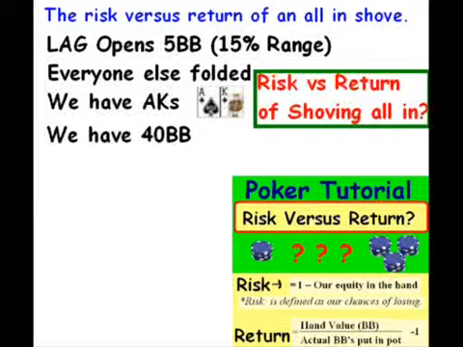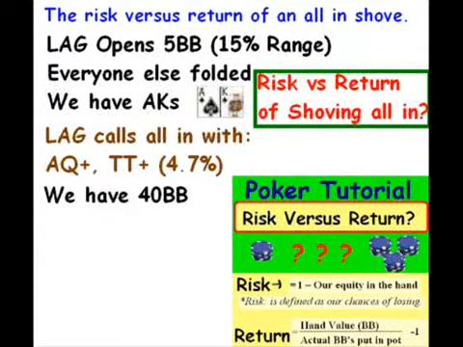Okay, I trust you've had a little bit of time to look at the example here. It's basically the LAG opens for 5 big blinds with a 15% range. Everyone else has folded. We have ace-king suited. The LAG calls an all-in with ace-queen plus, 10-10 plus, so about 4.7% of the range. And we have approximately 40 big blinds in our stack.